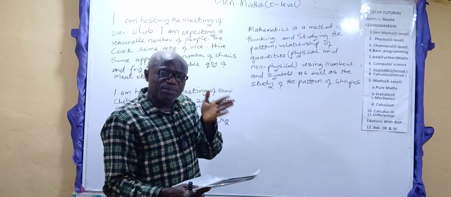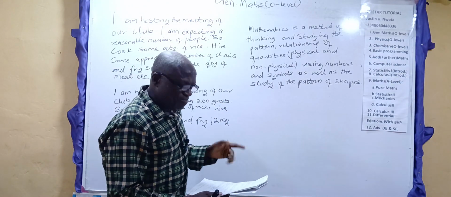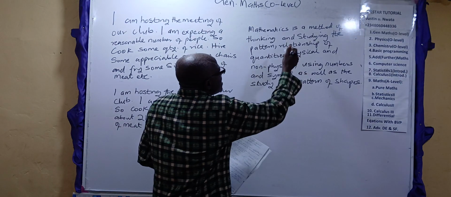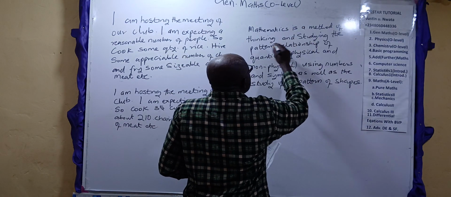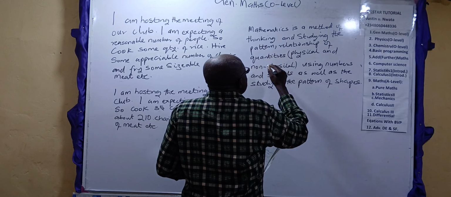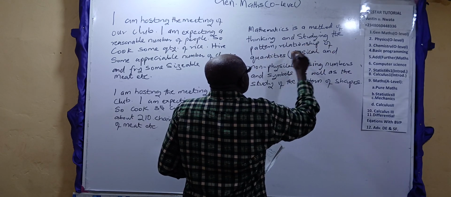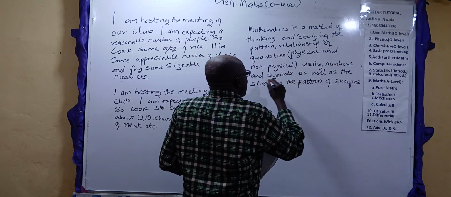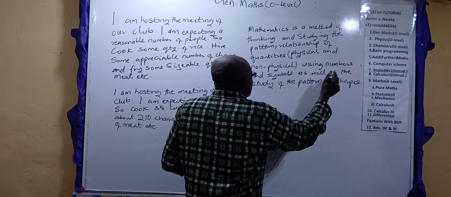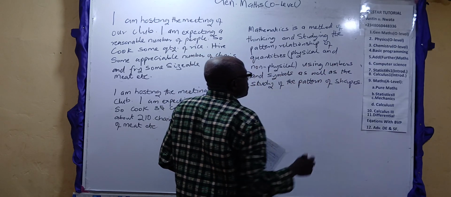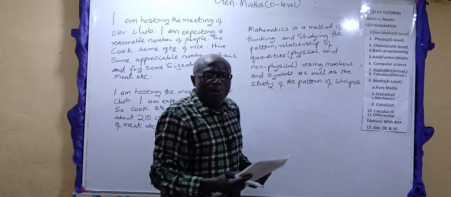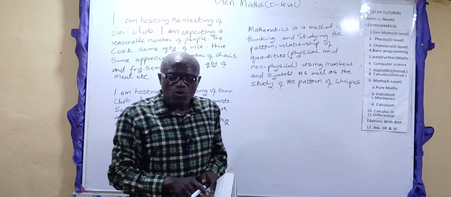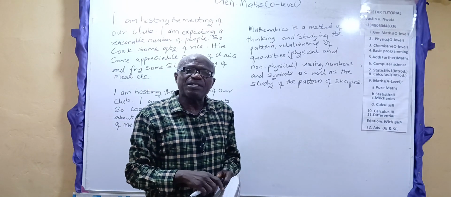No. So we will begin mathematics with definition. So we define mathematics as follows. Mathematics is a method of thinking and studying the pattern, relationship of quantities, physical and non-physical, using numbers and symbols, as well as the study of the pattern of shapes. Now, how did mathematics come about? Was it given to us by nature, or is mathematics man-made?